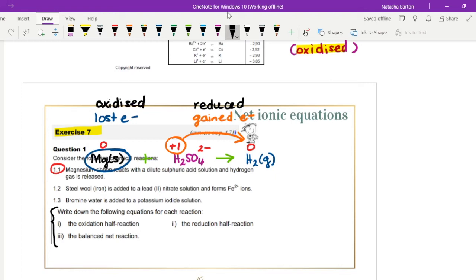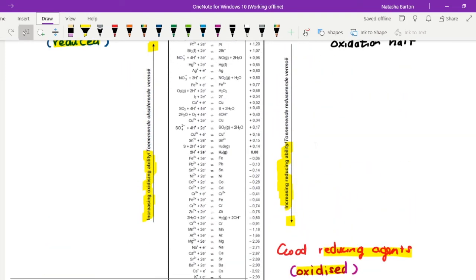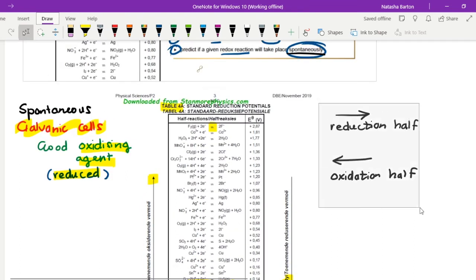Now we need to, number 1, write down the oxidation half reaction for this, and number 2, write down the reduction half reaction. We can do that based off of our grade 11 knowledge, but I'm going to show you how to use your table to do so. We are making use of magnesium and hydrogen. So we go up to our table and we look for magnesium and hydrogen. Here is hydrogen and here is magnesium.